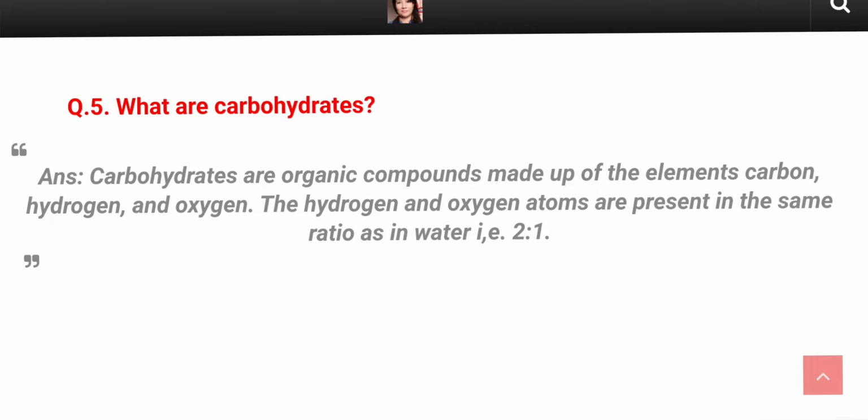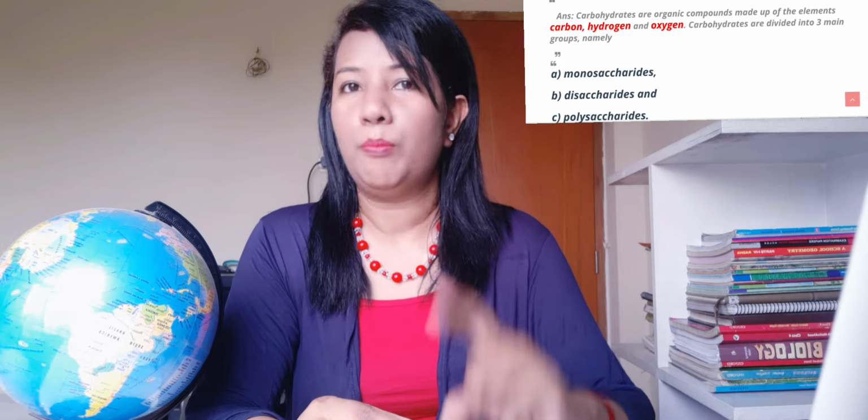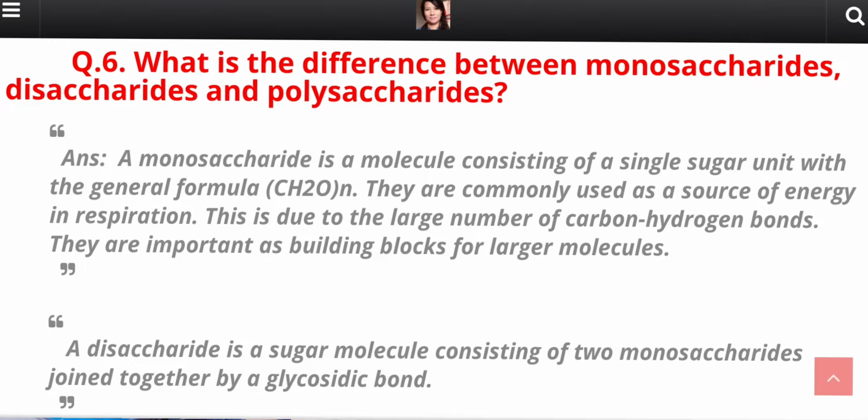Let's go to the next question. What are carbohydrates? Carbohydrates are organic compounds made up of the elements carbon, hydrogen and oxygen. Carbohydrates are divided into three main groups. Number 1, monosaccharides, number 2, disaccharides, and number 3, polysaccharides.